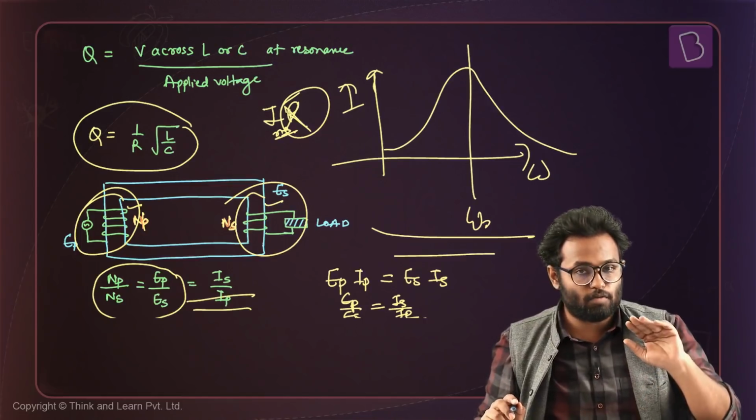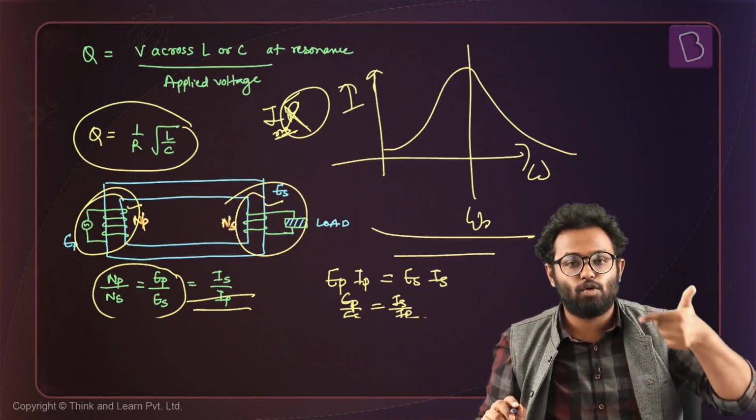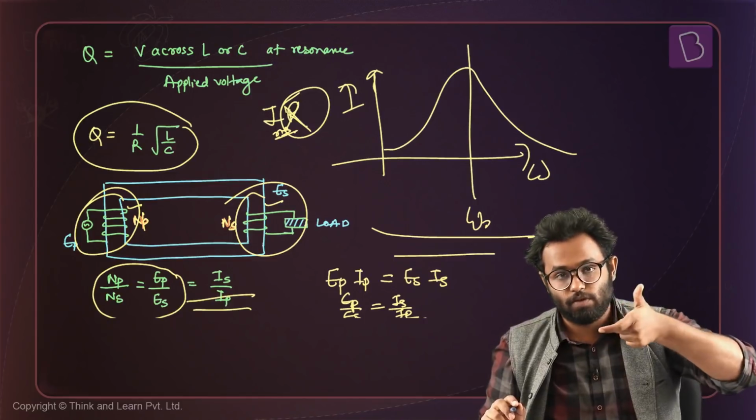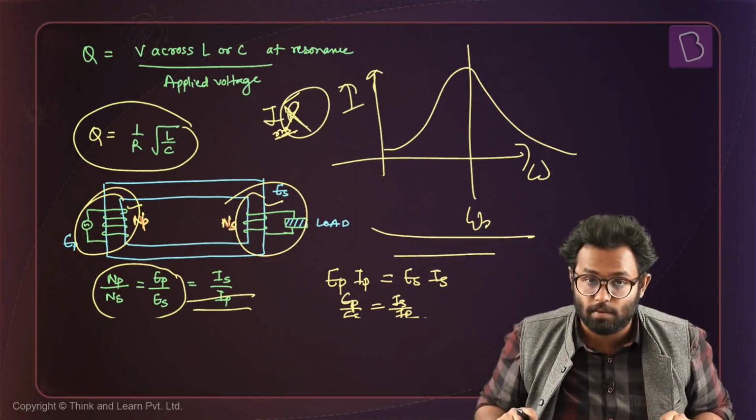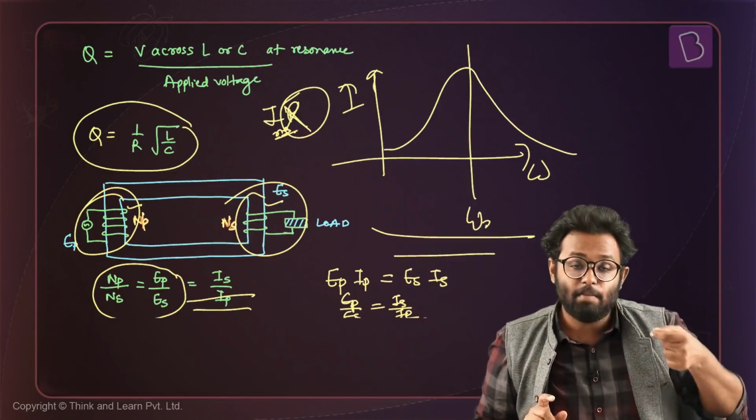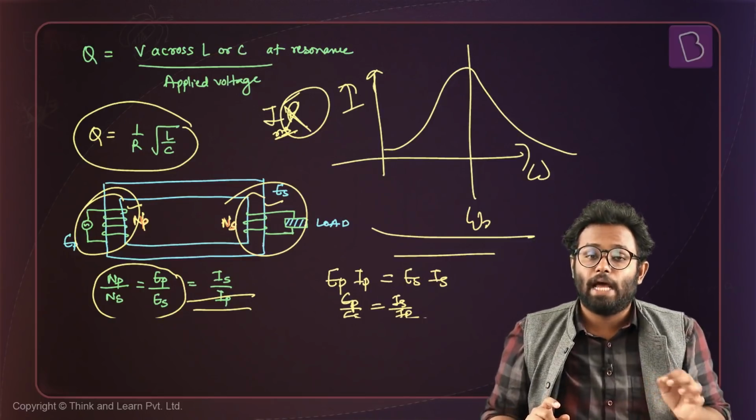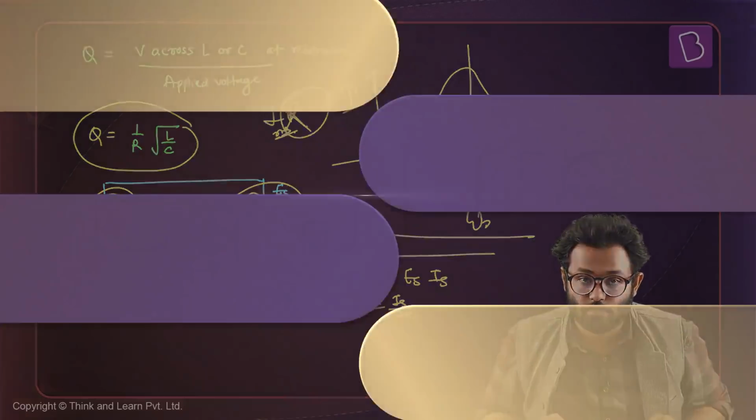Alright, so this is something you have to remember, that EP by ES is equal to NP by NS, which is equal to the inverse, which is IS by IP, for a transformer. And here this NP by NS ratio is called the transformation ratio.